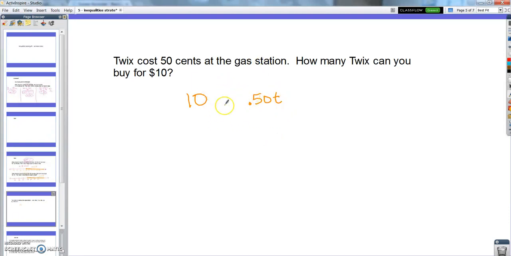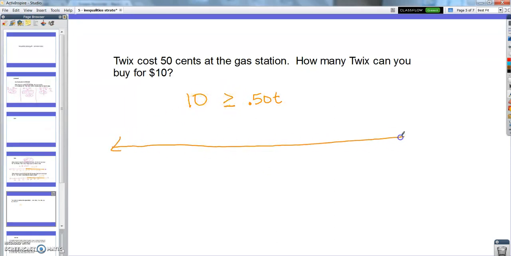So now I need a sign between these. So I can't spend more than $10. So what I spend is going to need to be less than $10. But it's actually also okay if it's exactly $10. That's fine too. So I'm going to say this needs to be less than or equal to $10.